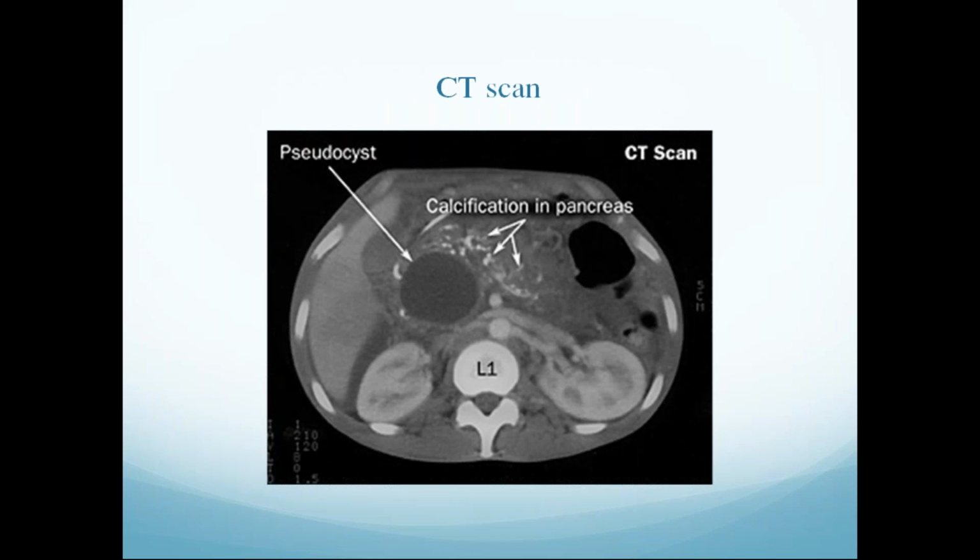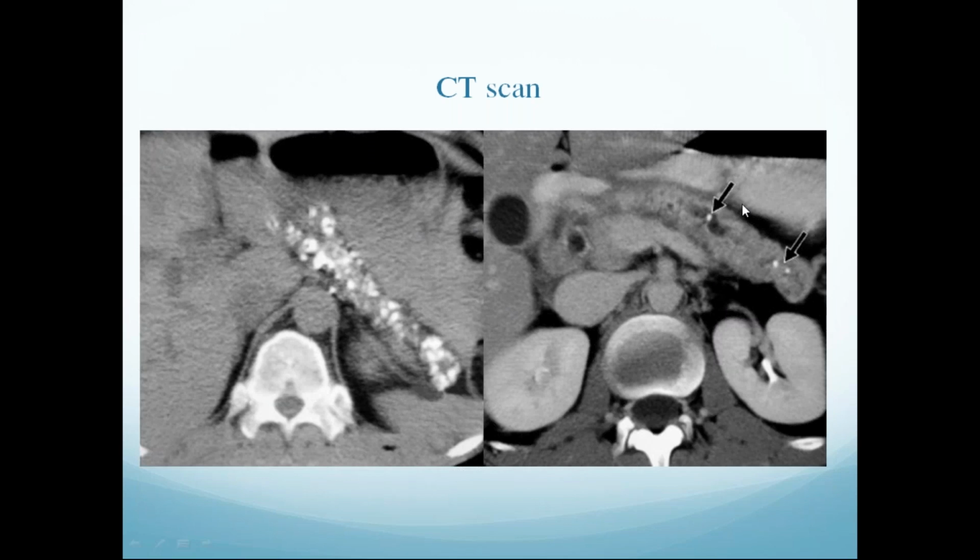So pseudocyst of the pancreas. This is the calcification of the pancreas. These are the complications of chronic pancreatitis, that is formation of pseudocysts and calcifications. So coming to the CT scan, in CT scan you find out whether there is presence of any calcifications or any chronic pancreatic changes. This is the non-contrast enhanced CT, and we find the chronic pancreatic changes.